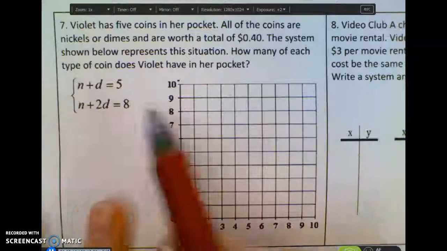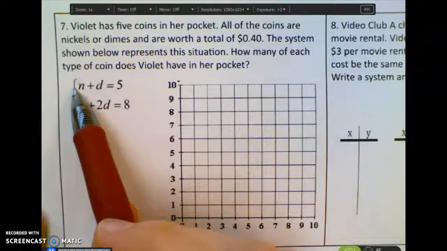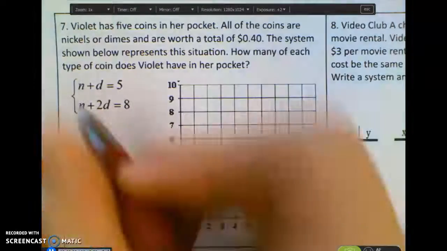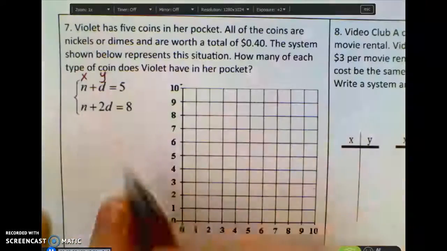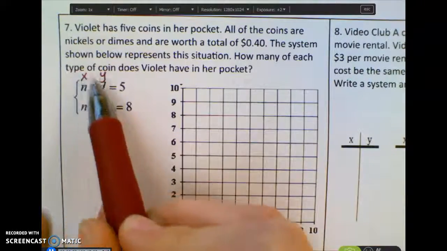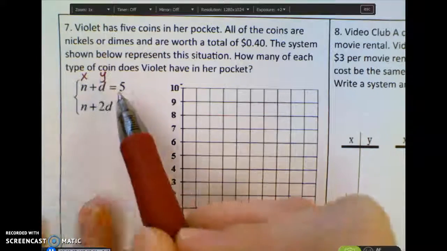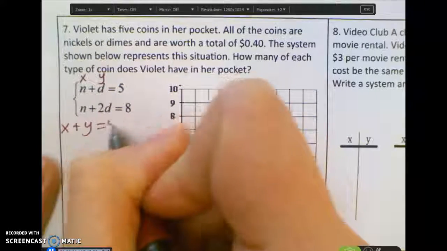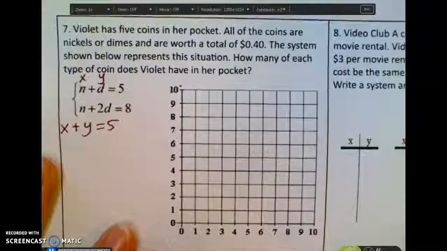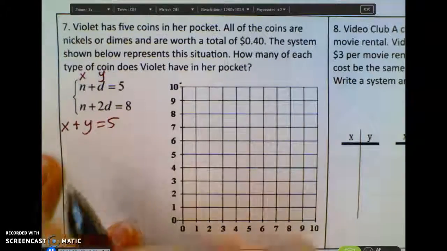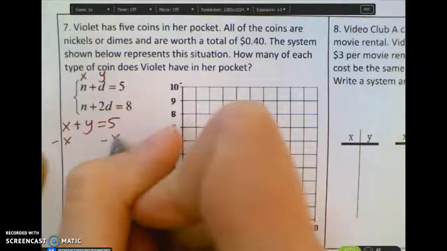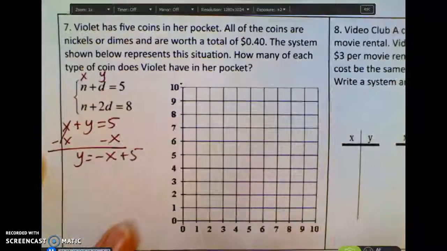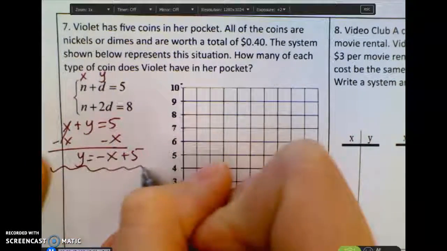We are already given the system of equations in terms of nickels and dimes, N and D, but it may help us to graph it if we turn it into X and Y. So let's let N, or nickels, be X and let D, or dimes, be Y and rewrite them. The first one will be X plus Y equals 5. We need to put it in slope-intercept form so it's easier to graph. So we can subtract the X, and that gives us Y equals negative X plus 5. So there's our first one. We'll graph it in a second.